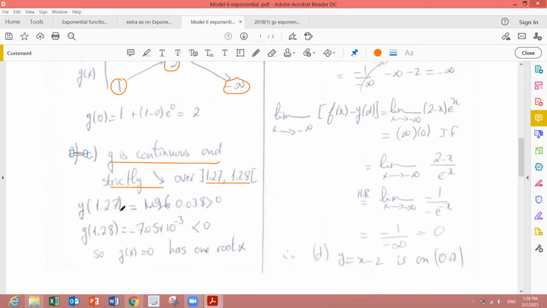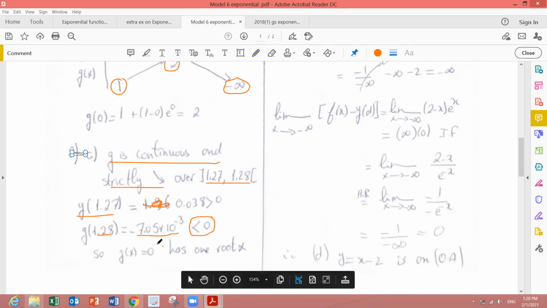g of 1.27 equals 0.038, which is positive. g of 1.28 equals minus 7.05 times 10 to the power minus 3, which is negative. So g(x) equal to 0 has one root alpha.